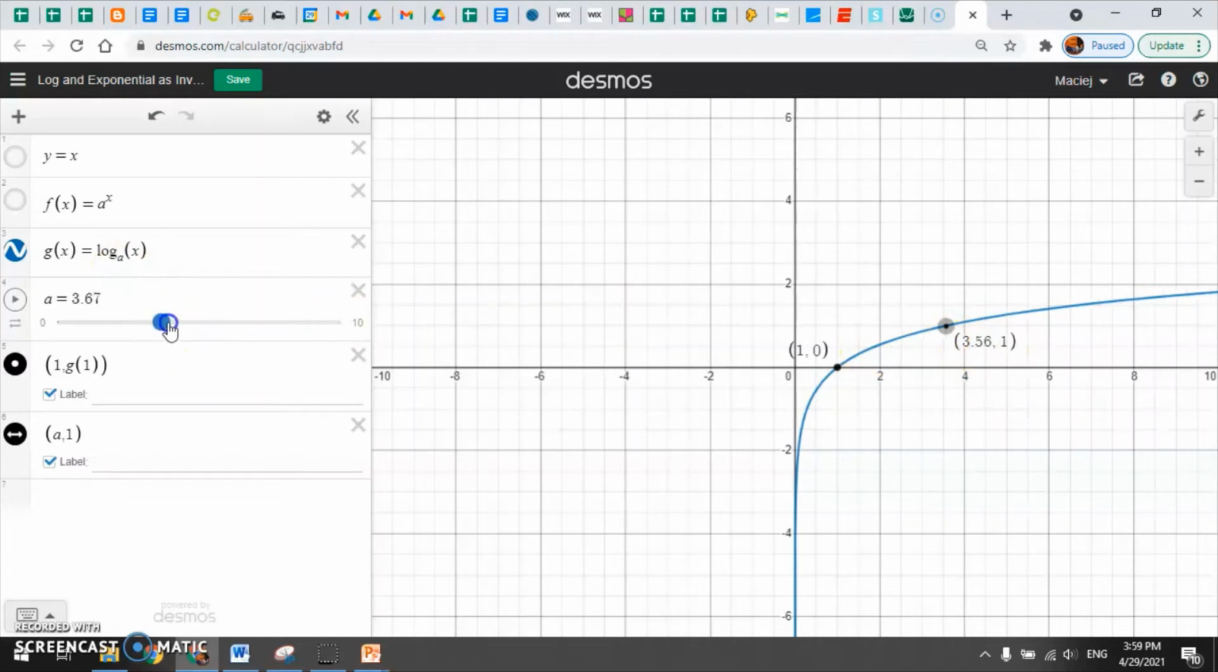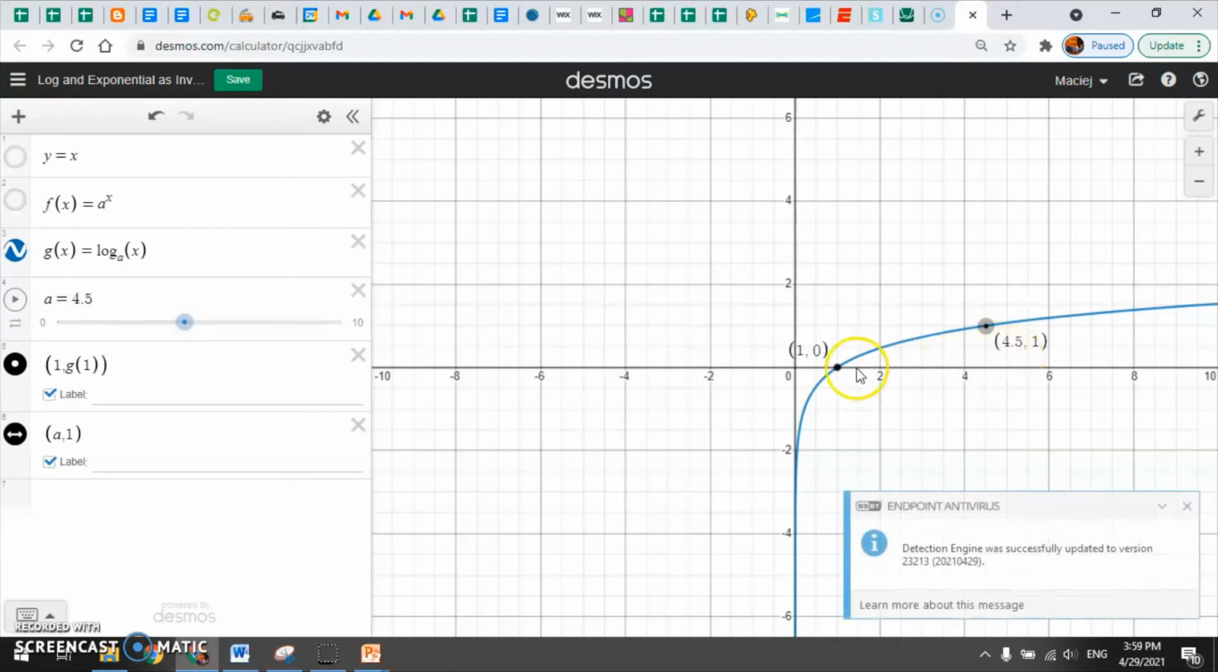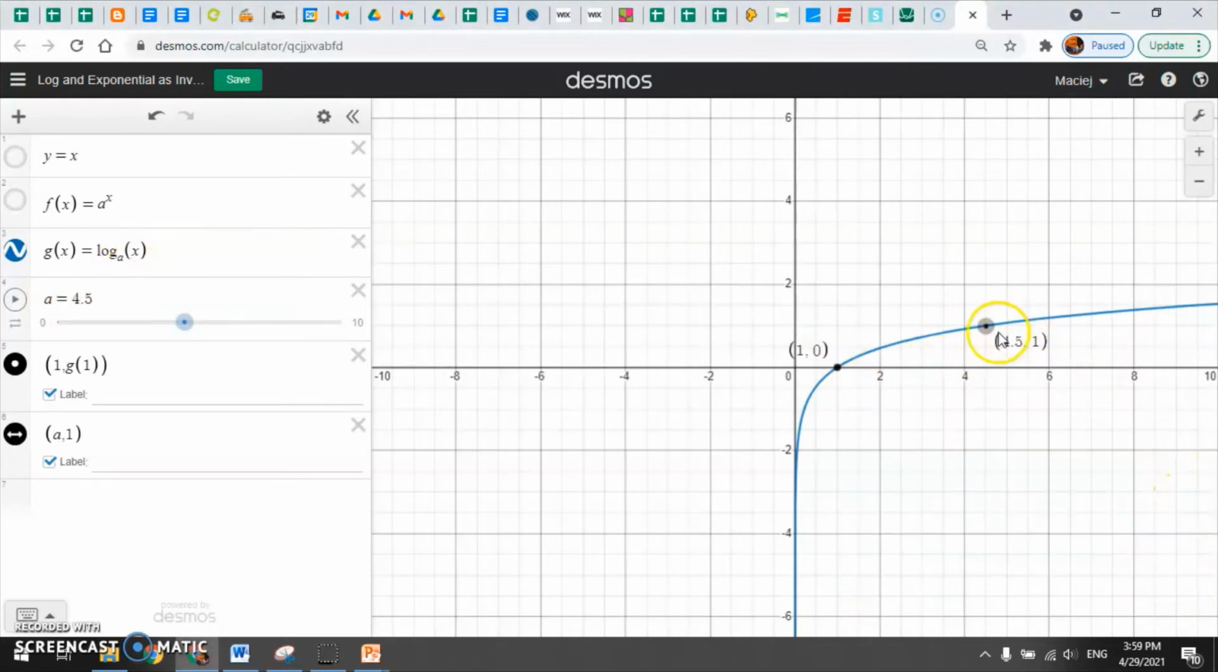Now I'm going to change the base of the log. The base of the log is 4.5, and we still have 4.5 here, and we have a point (4.5, 1). So why does that happen? Why do we have this point that has the base of the log, 1?